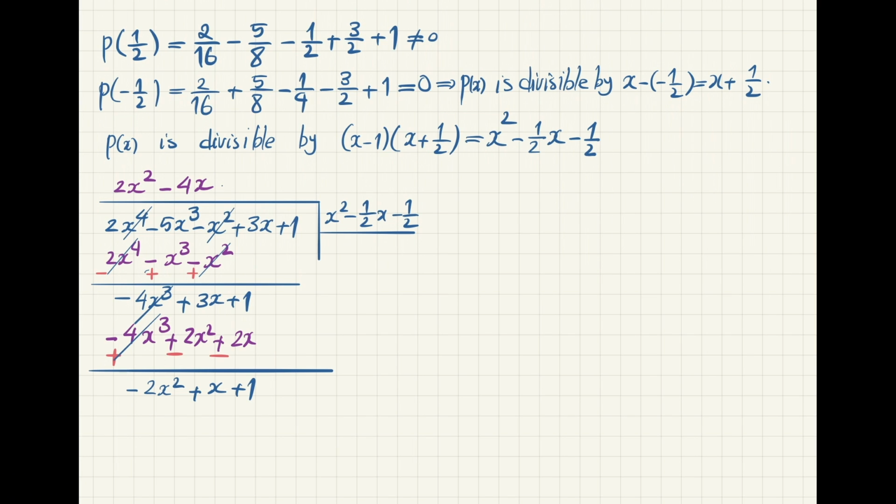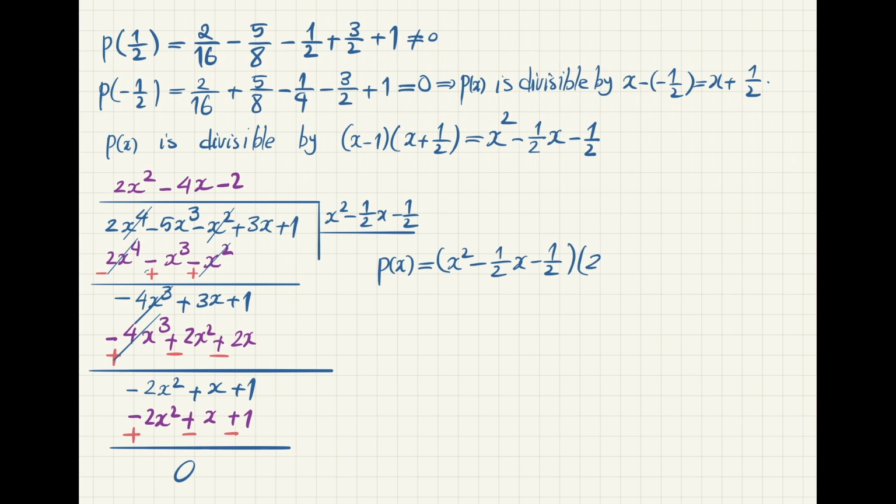So let me change the color. So minus 2, it becomes minus 2x squared plus x plus 1. And if I change the signs, positive, negative, then negative, and add them, this time everything becomes 0. So this would be my divisor and this is my quotient. So what can I write? I can write that p of x is the product of these two: x squared minus a half x minus a half, and then I have 2x squared minus 4x minus 2.